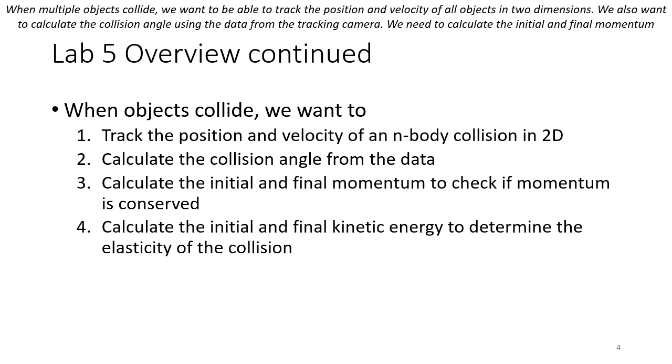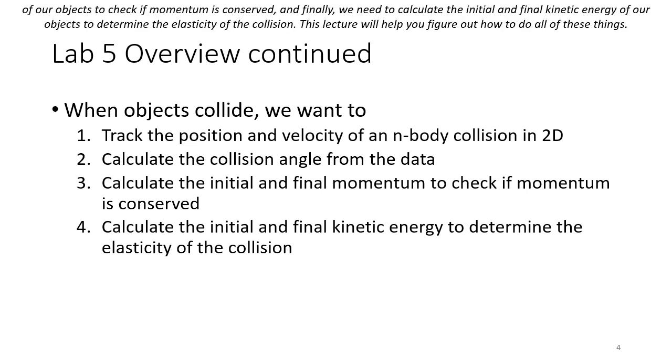When multiple objects collide, we want to be able to track the position and velocity of all objects in 2 dimensions. We also want to calculate the collision angle using the data from the tracking camera. We need to calculate the initial and final momentum of our objects to check if momentum is conserved, and finally, we need to calculate the initial and final kinetic energy of our objects to determine the elasticity of the collision. This lecture will help you figure out how to do all of these things.